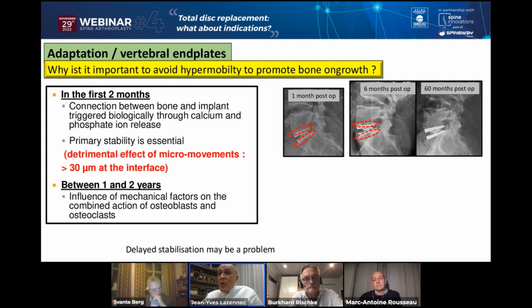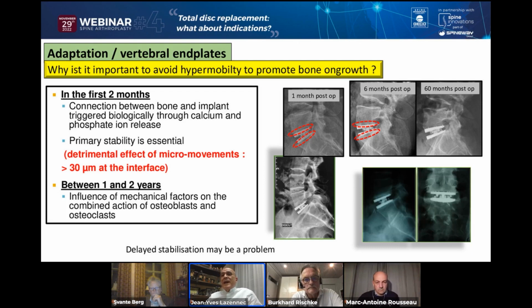And after 1 and 2 years, of course, we have remodeling of bone due to mechanical factors. And of course, in those examples, you see, for example, the bottom case on the left, you had a small slipping of the prosthesis, and then it was locked with good bone ingrowth, probably because the patient did not respect the limitation of mobility and he had a delayed bone integration.